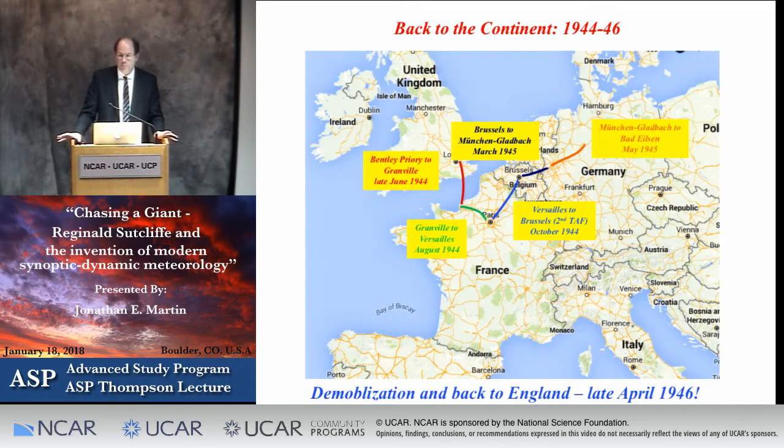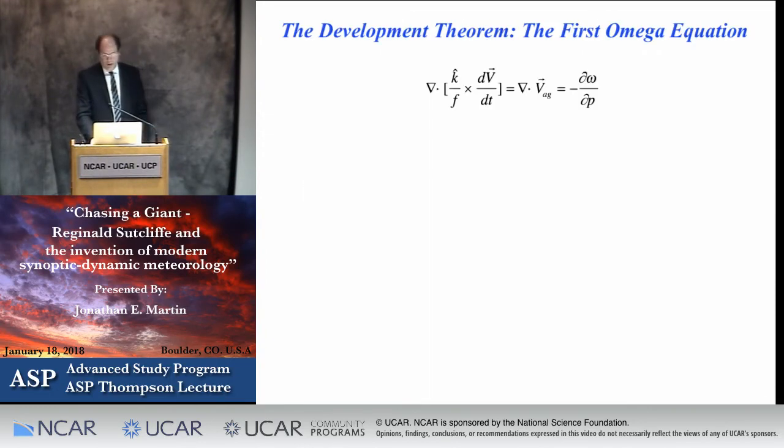And part of that planning involved, they knew they were going to have to resurrect the German scientific infrastructure on all levels. And the meteorological part of that infrastructure was a major component of that. And Sutcliffe, in the British occupation zone, was given that job. And it was a substantial administrative job, and he accomplished it with aplomb.